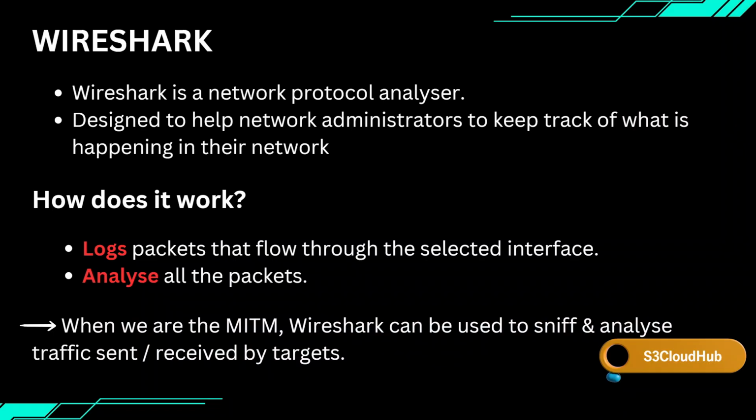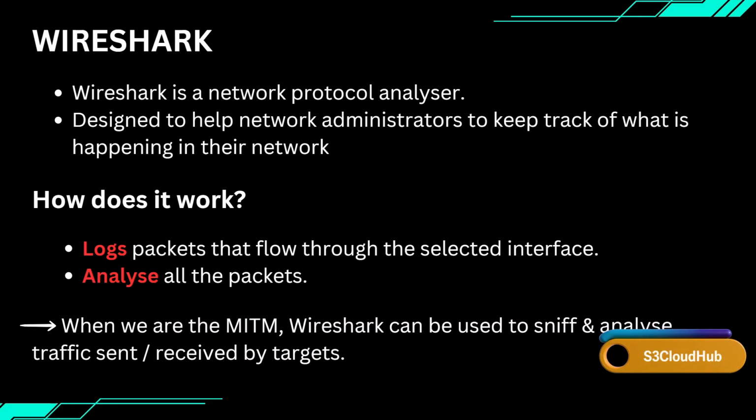Once you select an interface, Wireshark starts logging all the network traffic flowing through it. This data can then be analyzed in detail using its graphical interface, which provides powerful filtering and search options. Wireshark lets you filter packets based on protocol like HTTP, TCP, or even search for specific data such as cookies, POST requests, or GET requests. This flexibility is why it's a popular tool for network troubleshooting.